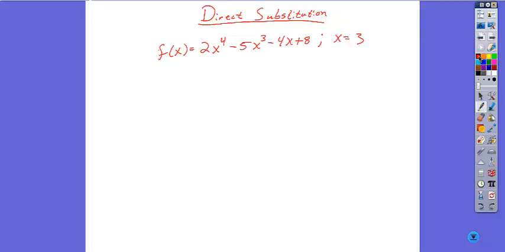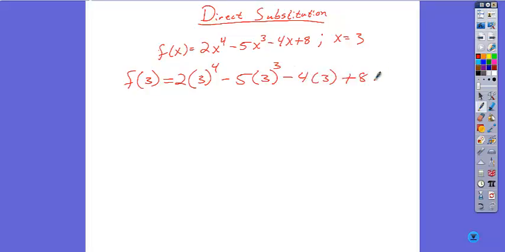What does the word direct mean? What does it mean to be direct? Kind of. Like direct just means you do it, right? You just go and get it done. So what that means is I'm going to actually just replace the X with the 3. So everywhere I see X, I replace it with a 3. That's what I mean by direct. It's direct substitution, as in I am directly replacing the X's with 3's. Everybody good? All right, so now we evaluate.